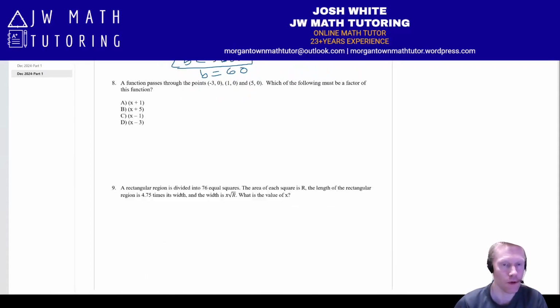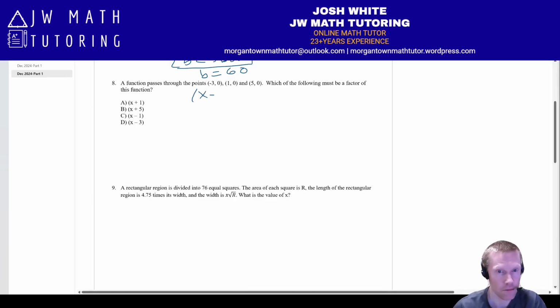Next up, question number 8. Here we have one that deals with basically relating x-intercepts and factors of a function. So you're given 3 points. These are all x-intercepts because they have a y-coordinate of 0. They want to know which of these must be a factor of the function. So the way that these are related is if you have an x-intercept value, the factor is just x minus that value. So the c here represents either negative 3 or 1 or 5.